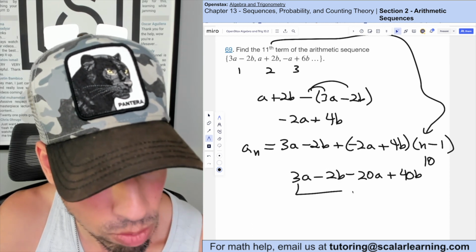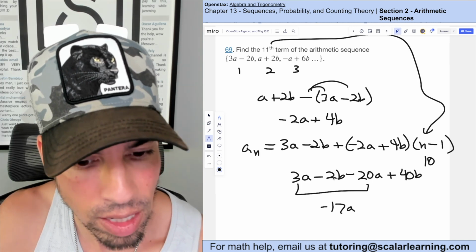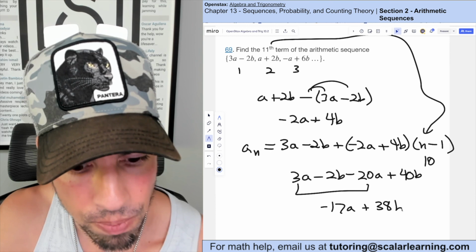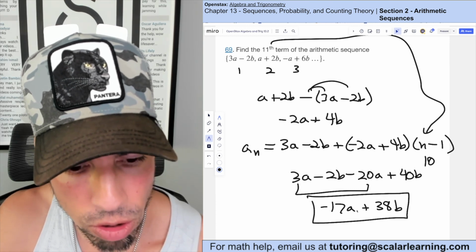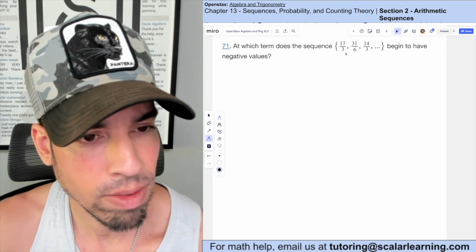So now combine like terms. 3a plus negative 20a is negative 17a. Negative 2b plus 40b is 38b. And that is your 11th term. That's how you do it. Done. At which term does the sequence begin to have negative values?